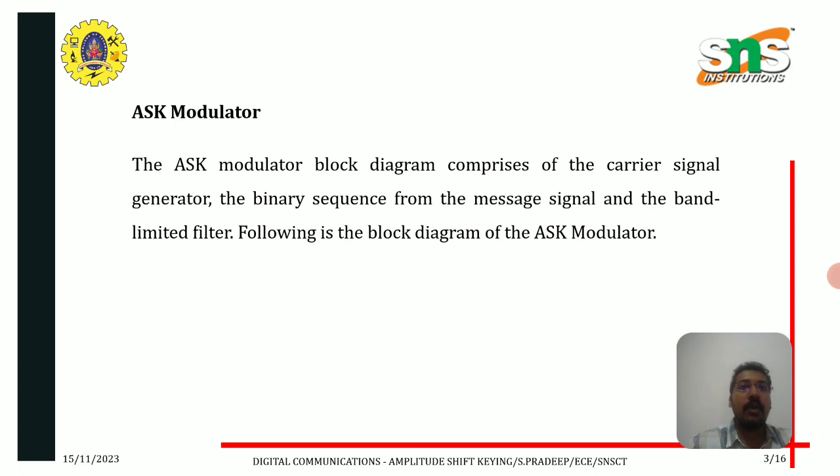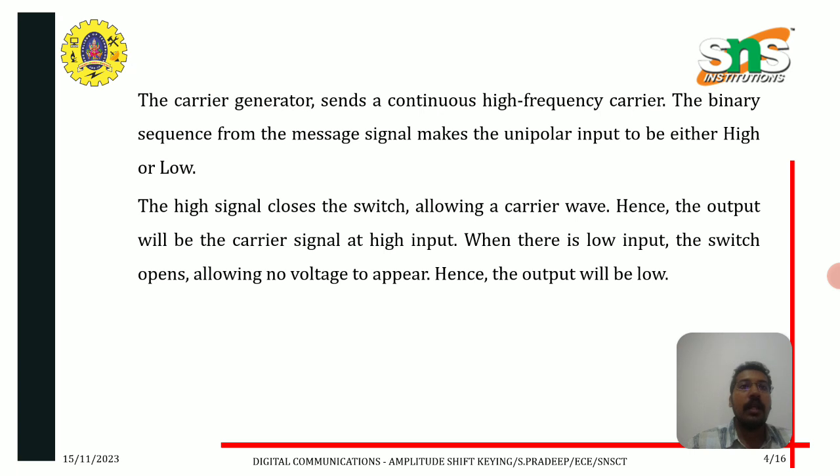The ASK modulator block diagram comprises the carrier signal generator, the binary sequence from the message signal and the band limiter filter. The carrier generator sends a continuous high frequency carrier. The binary sequence from the message signal makes the unipolar input either high or low. The high signal closes the switch allowing a carrier wave. Hence the output will be the carrier signal at high input.